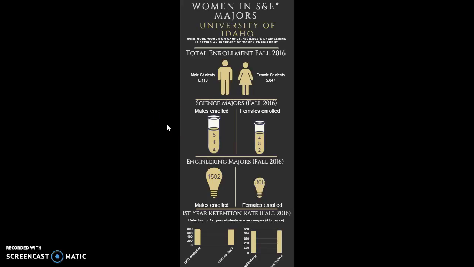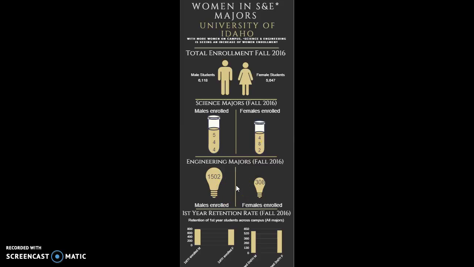So I decided to do a vertical graphic going down with 4 main points, which is total enrollment, science majors, engineering majors, and then retention rate. Each subtopic is divided with a line. There's minimal use of text to let the visual elements tell the story. There's a simple explanation of what it is, and then the visual elements themselves explain what is happening. They were really easy to choose, such as the male and female icons, the test tubes for science, and light bulbs for engineering.